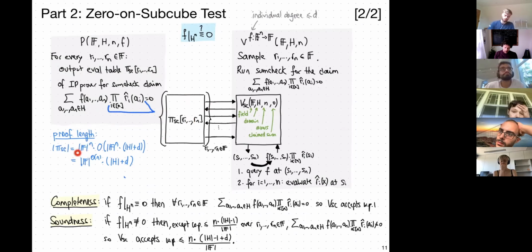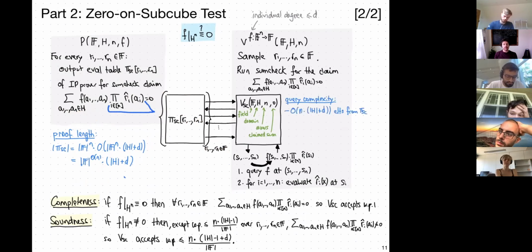Remember that there are f to the n different choices for the randomness. Each r is a value from f, so we need to write down answers for all of these possible verifier queries. And for each one of them, the size of the polynomial that we're sending is f to the n times h plus d, which are not important terms here. So we get size of f to the power of n in terms of proof length.